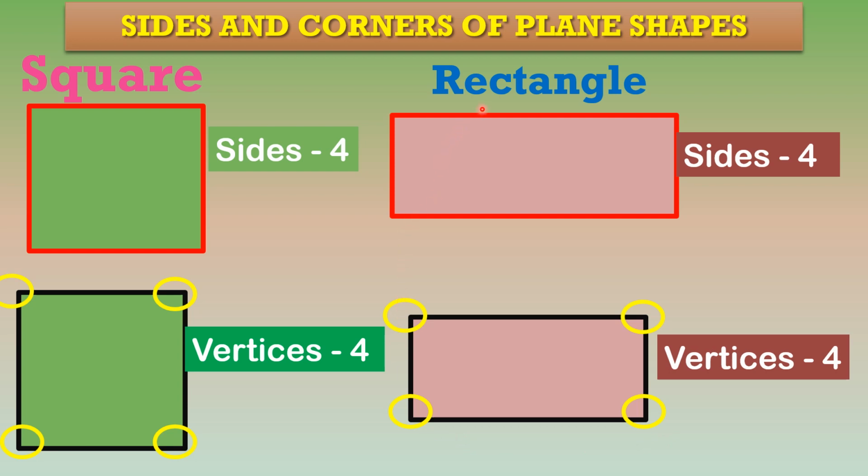In rectangle, opposite sides are equal. In square, all sides are equal. Hence, the difference between square and rectangle is, in square, all sides are equal, and in rectangle, opposite sides are equal.